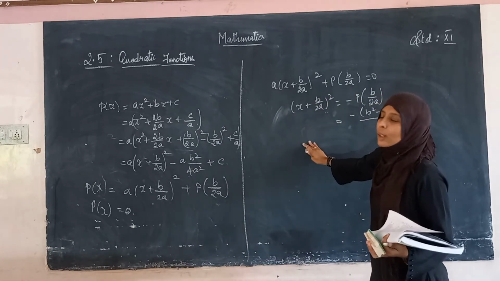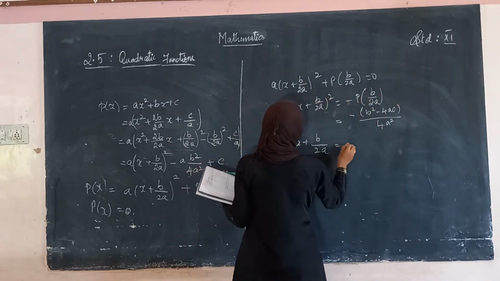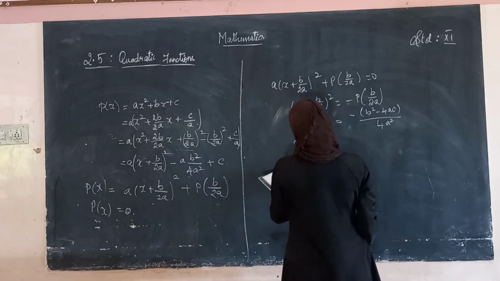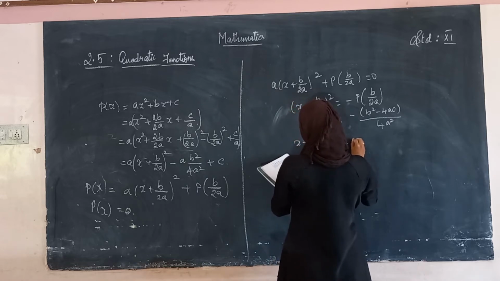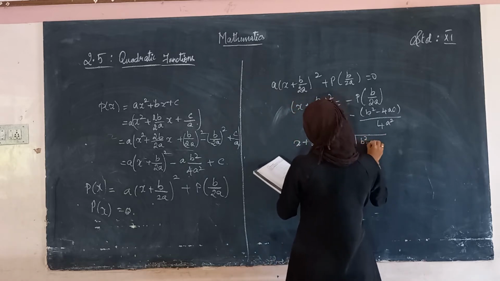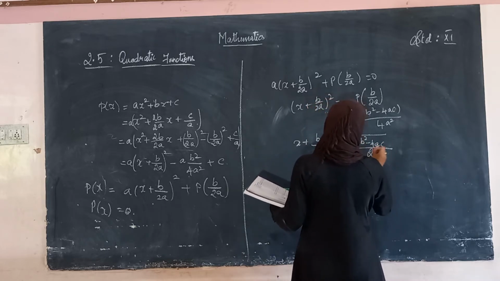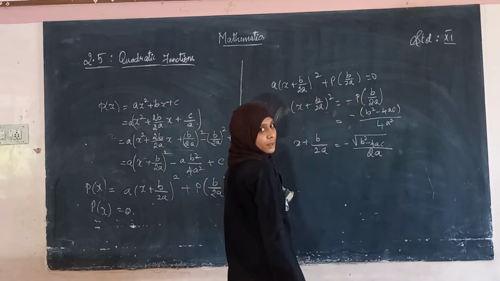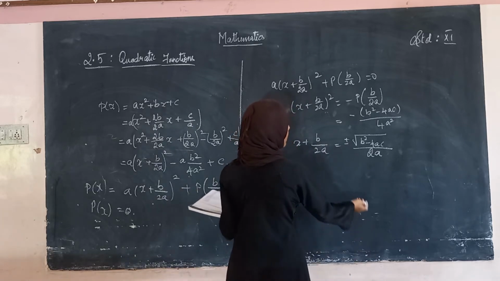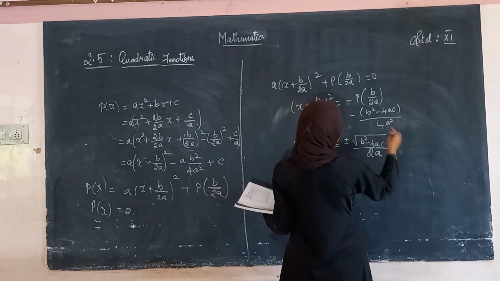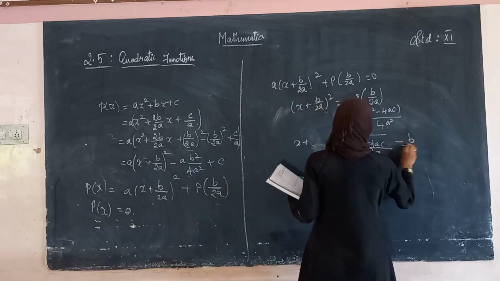Now on taking square root on both sides, the left hand side becomes x plus b divided by 2a is equal to plus or minus root of b square minus 4ac divided by the square root of 4 into a square, which is 2 into a. Am I right? Bring this b divided by 2a to that side, it becomes minus b divided by 2a.